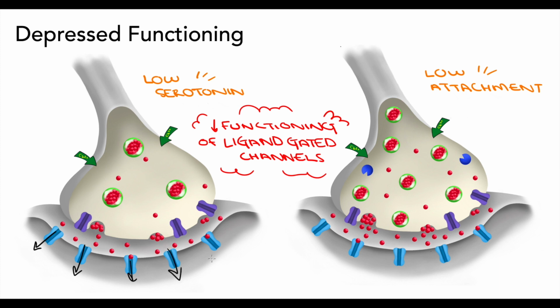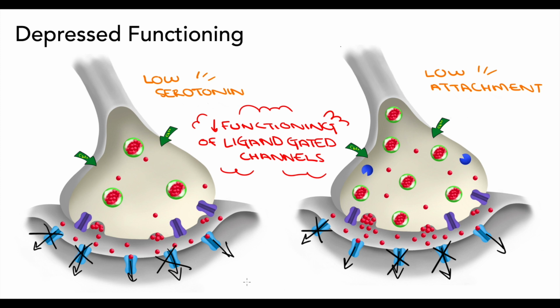Compare the current diagrams to the one before, of normal functioning. In the last diagram, all of the receptors had neurotransmitters attached to them. In the current ones, very few are attached. This doesn't mean that no ions are able to pass through. It just means that there's a decreased amount.